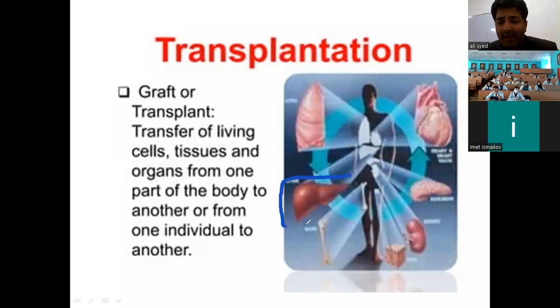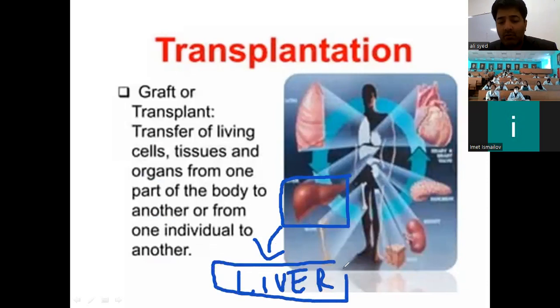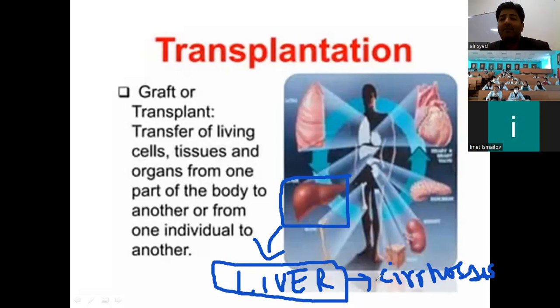Okay, so this is your definition for transplantation. For example, I have a patient, and this is the diagram of the liver. For example, the patient is having cirrhosis of the liver. If the patient has cirrhosis of the liver, I cannot treat this patient, so I must perform transplantation, because the liver is completely damaged. When the liver is completely damaged, you cannot treat the patient by just giving medications or other things. You must transplant the liver in this patient. This is known as transplantation.